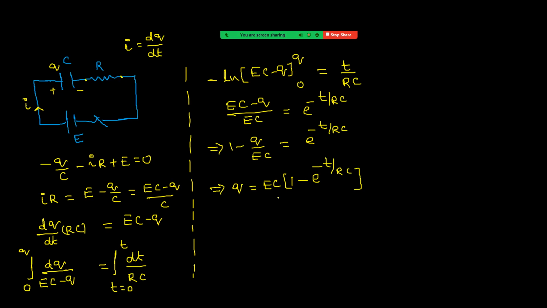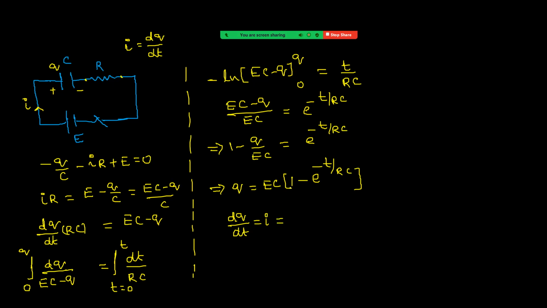So this is giving us the charge on the capacitor as a function of time. Now let us do one thing here. Let us differentiate this. Then see what we get. dq by dt, that is nothing but the current.